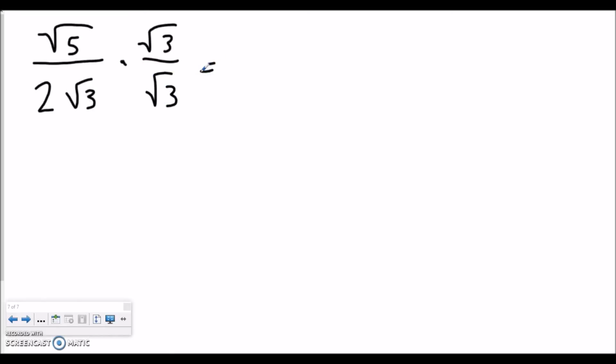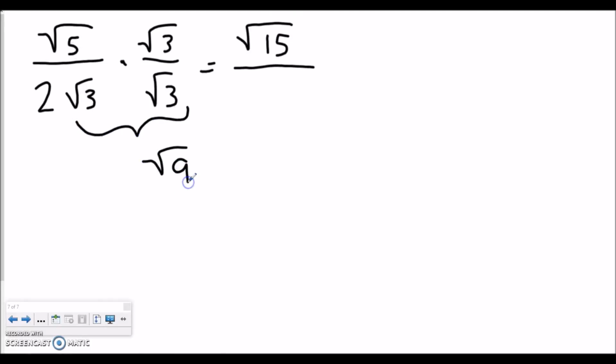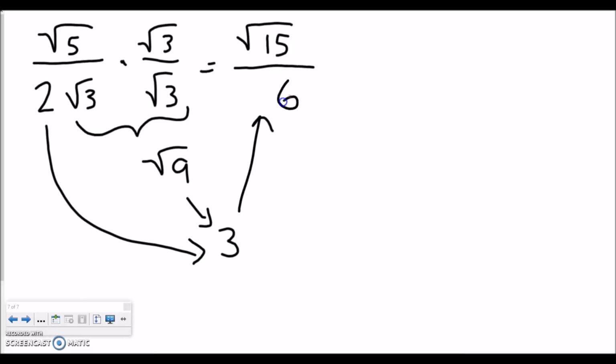In the numerator, square root of 5 times square root of 3 is square root of 15. What about my denominator? Well, the square root of 3 times the square root of 3 is the square root of 9. That's just a 3. 2 times that 3 would give me a 6. Because the 15 is inside the square root, the 6 is outside of the square root, this does not reduce. That is my final answer.